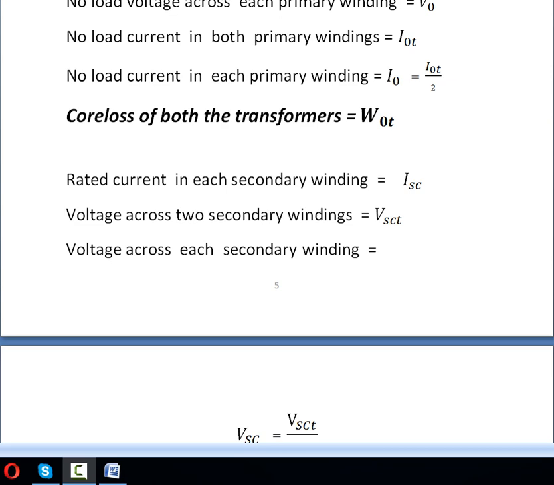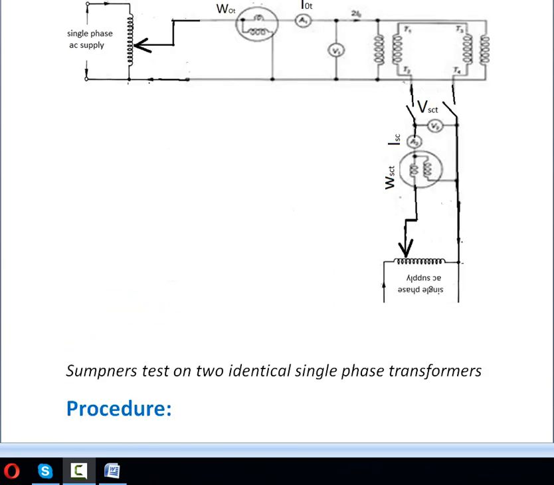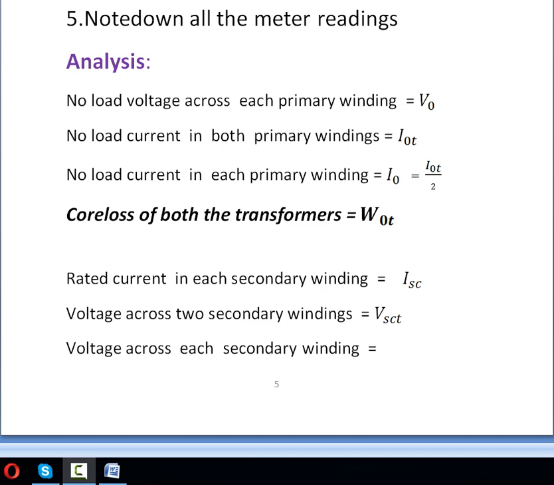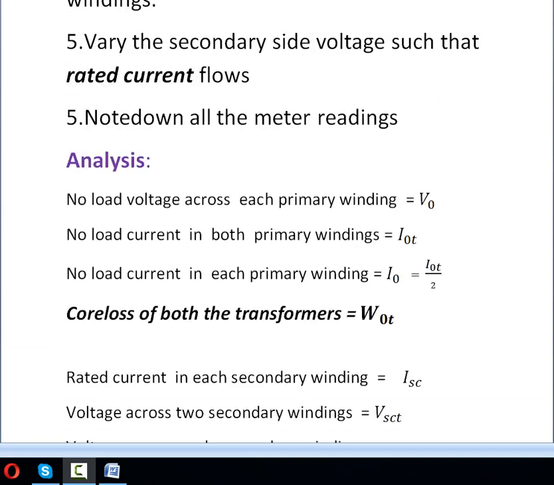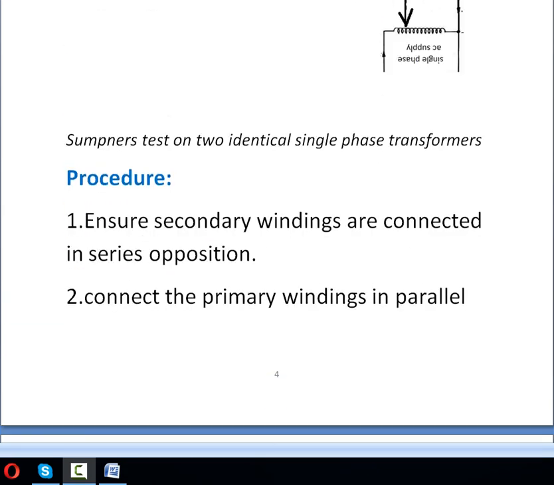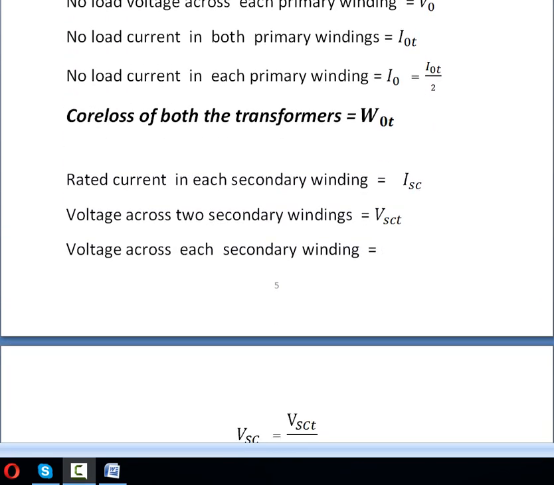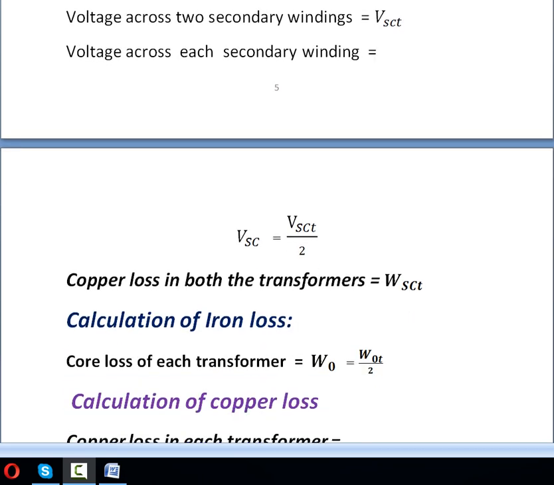Next, the rated current in each secondary winding of the transformer is ISC. So this ammeter reading is nothing but ISC. Next, voltage across two secondary windings is measured by this voltmeter with switch closed. Then the voltage across each secondary winding is given by VSC equals VSCT by 2.